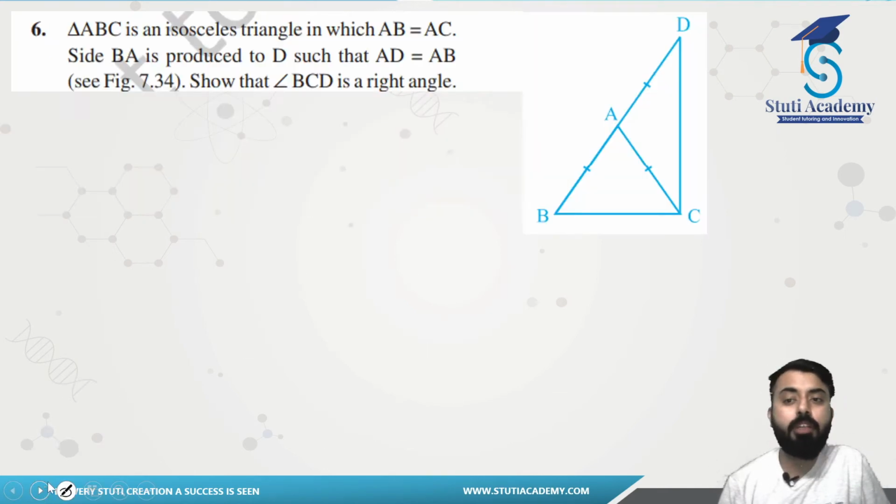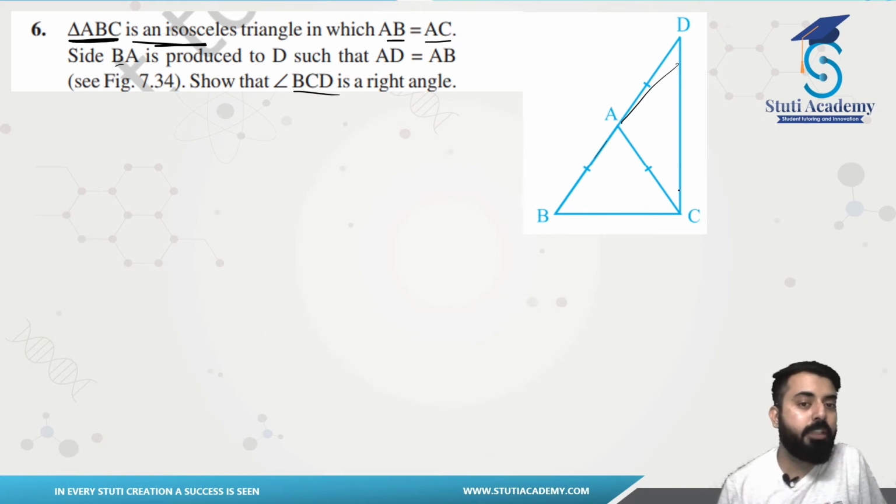So now let's see what do we have in the 6th sum. So it is this one. Triangle ABC is an isosceles triangle in which AB is equal to AC. Side BA is produced to D such that AD is same as AB. Now we have to show that BCD is a right angle triangle. We have to show this, that this angle right here, angle BCD, is 90.